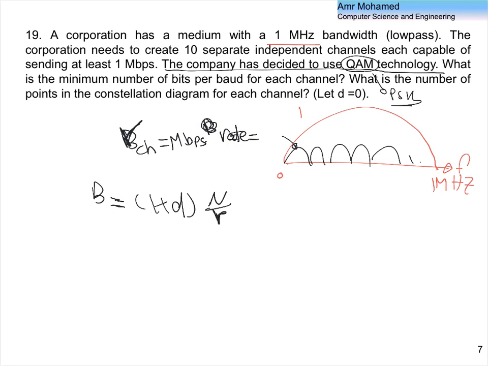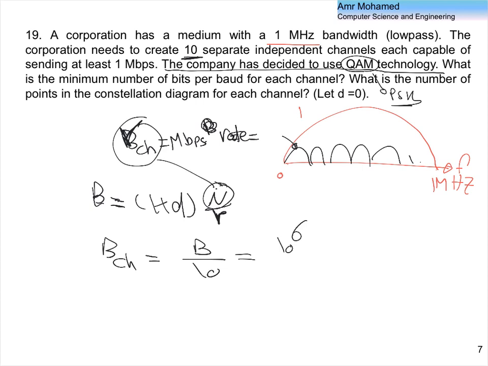So we need the bandwidth for one channel only. So this N is 1 megabits per second. For one channel, the bandwidth per channel equals the total bandwidth divided by the 10 channels. So we need 10 separate channels, which means that the bandwidth per channel is 10 to the power 6 over 10, which is 100 kilohertz per channel. So each of these channels is in fact 100 kilohertz. And we need this channel to be capable of supporting a bit rate of 1 megabits per second.